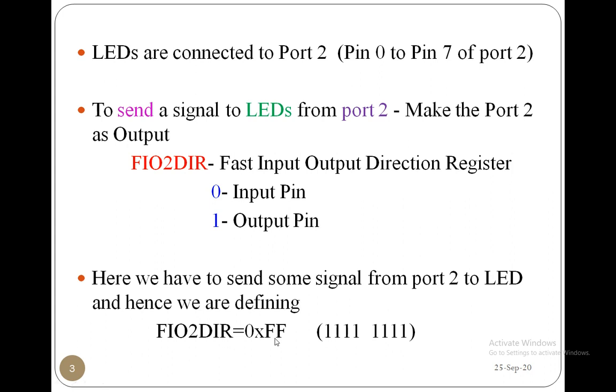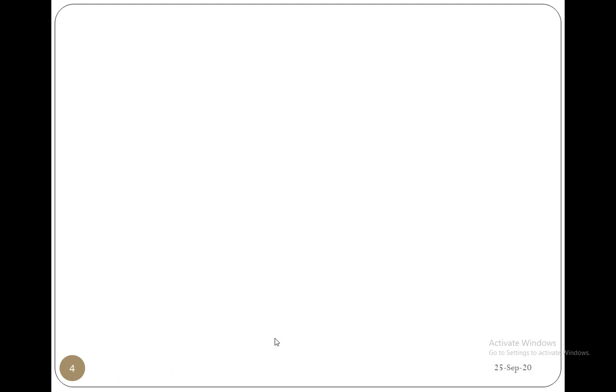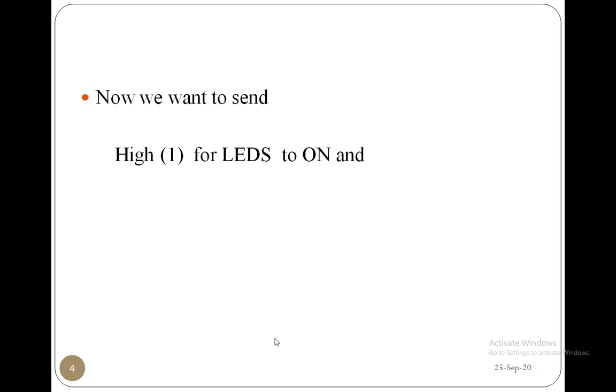So now what we have defined: first, we made all the pins general purpose input output pins, and then we made port 2 pin 0 to pin 7 output pins, right? Now we have to pass the signal to the LEDs such that the LED is on when 1 is transmitted and off when 0 is transmitted. So we want to send high for LEDs to turn on and low for LEDs to turn off, right? How are we going to pass this information?